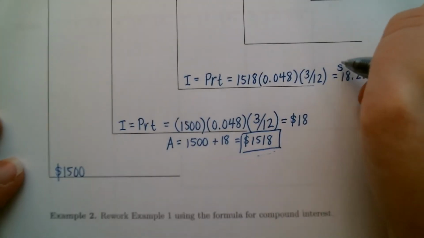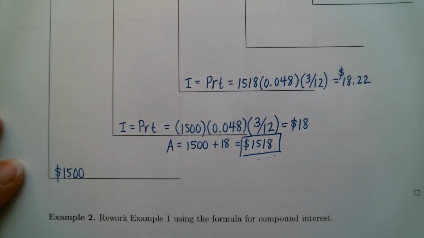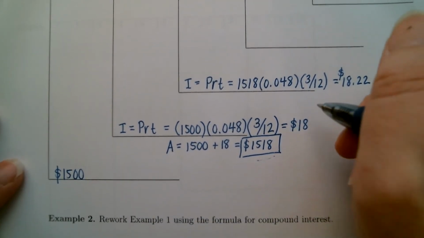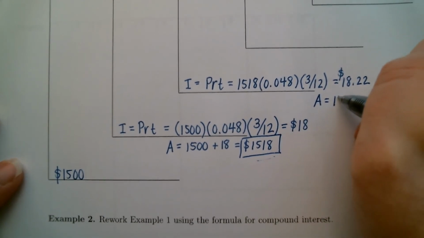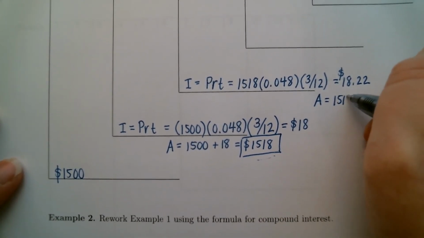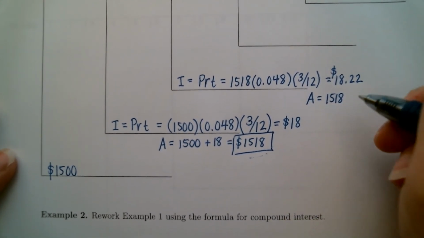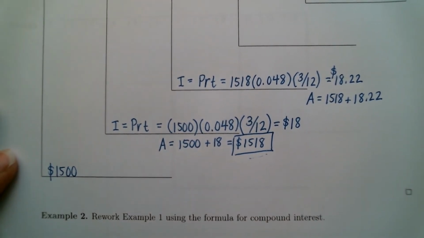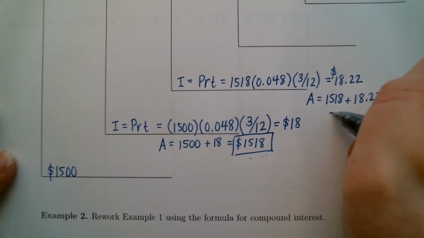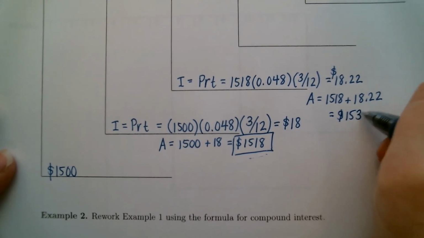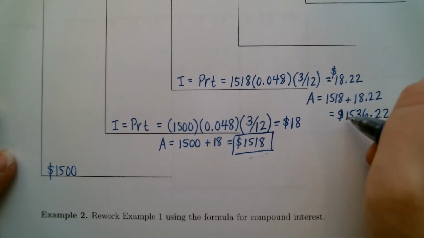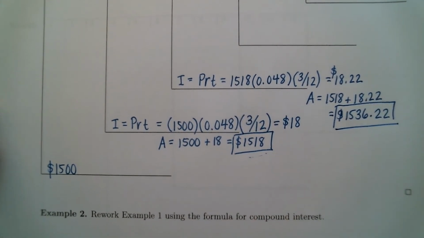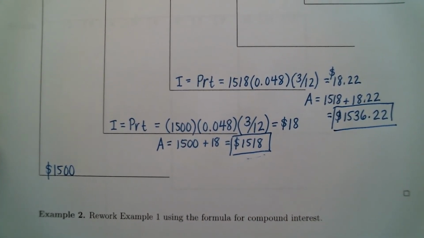Okay, all right. So the total amount in the account as of June 30th is going to be what you started with at the beginning of the quarter, so $1,518 plus the $18.22 of interest that we have earned. So if you add those two numbers together, you're going to get $1,536.22. Okay, so as of June 30th, end of the second quarter, that's how much money is in the account.